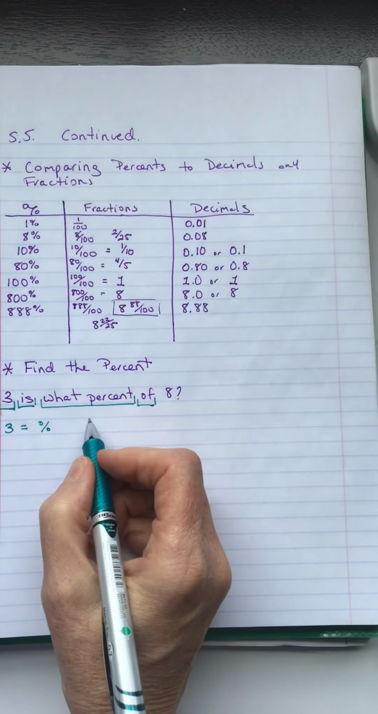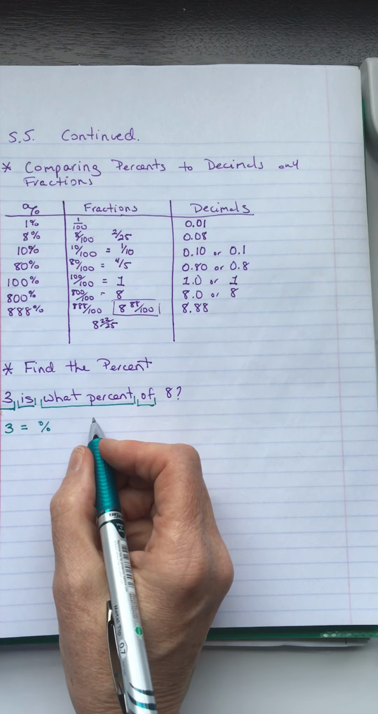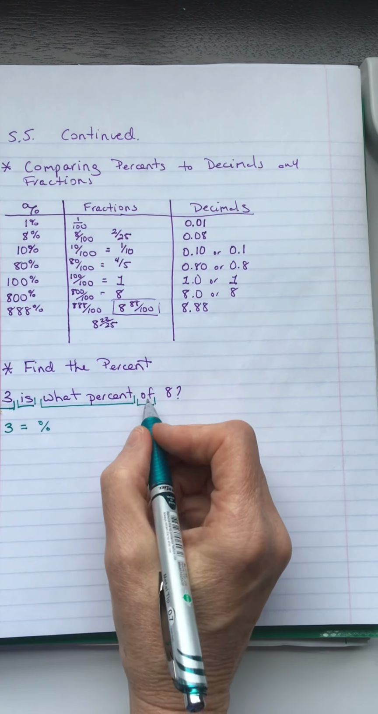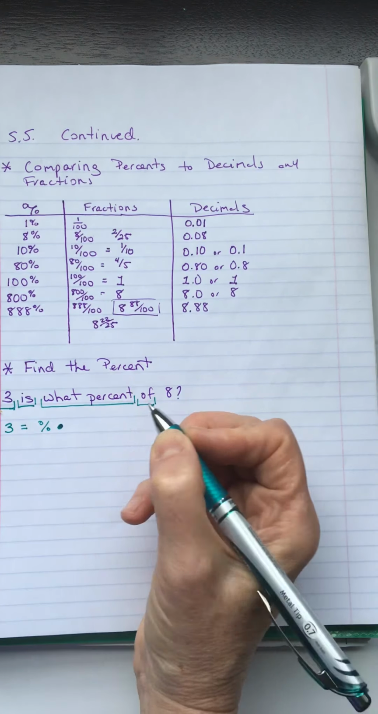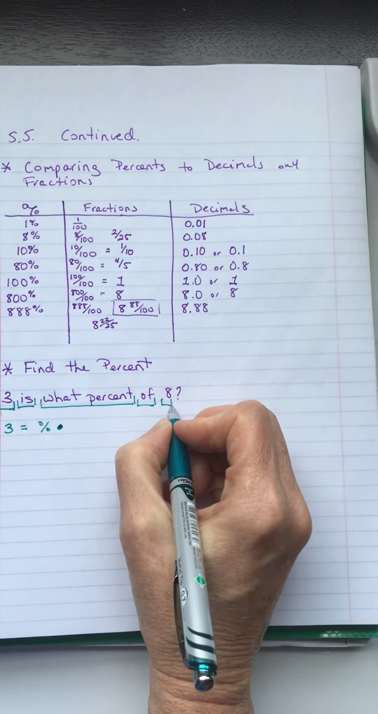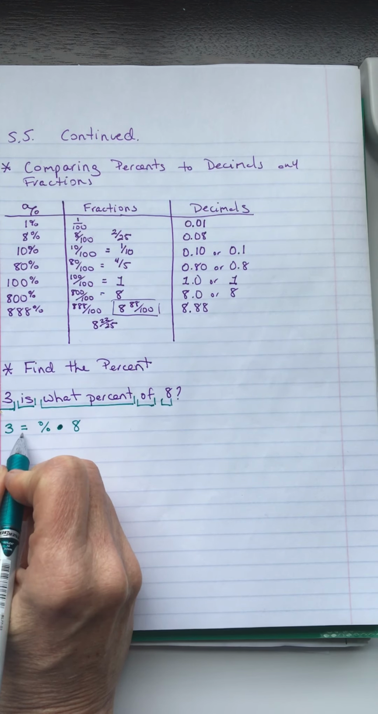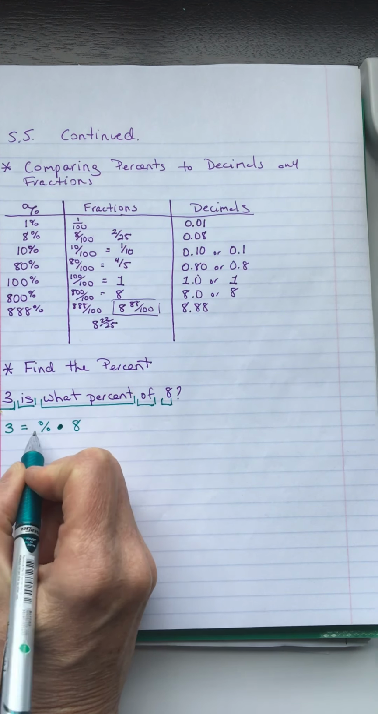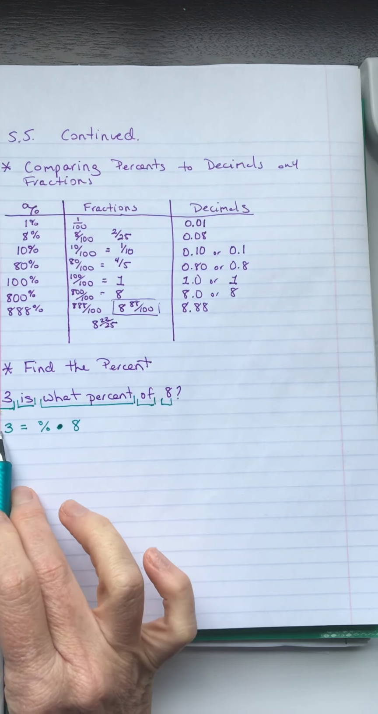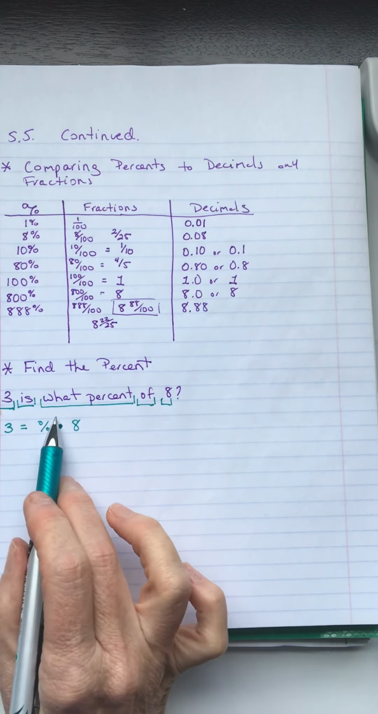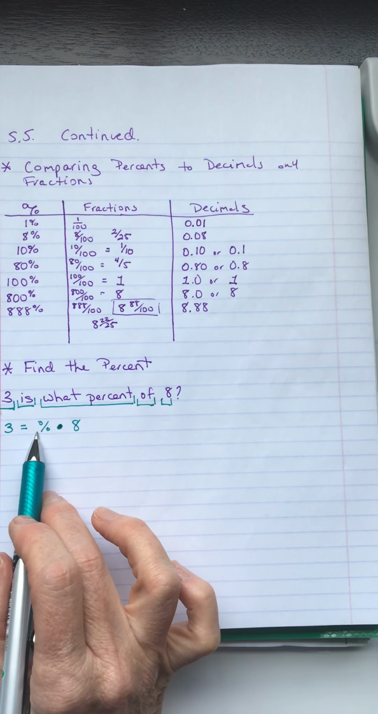This is similar to when we had fractions. We said, what is 1/3 of 6? Of means multiply. Okay. And then we have 8. 3 is what percent of 8? So we have our product, we have one factor, we're missing one factor. In order to find that, we're going to divide.